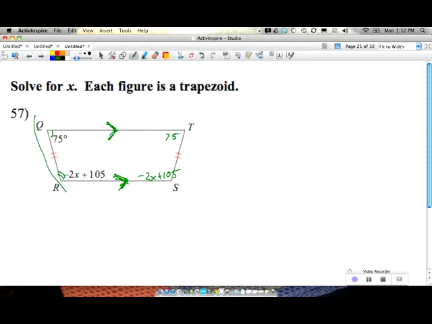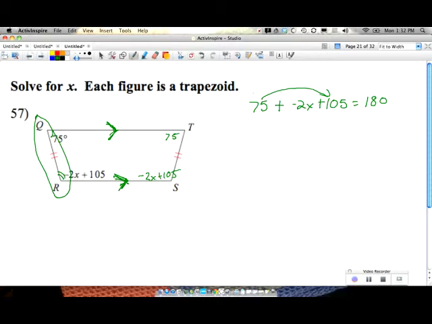Q and R. Let's try and circle that again. Q and R are actually supplementary. So if those two pieces are supplementary, then that means that they add up to 180, pardon me. So that means that 75 plus, and then we got negative 2x plus 105 is equal to 180.